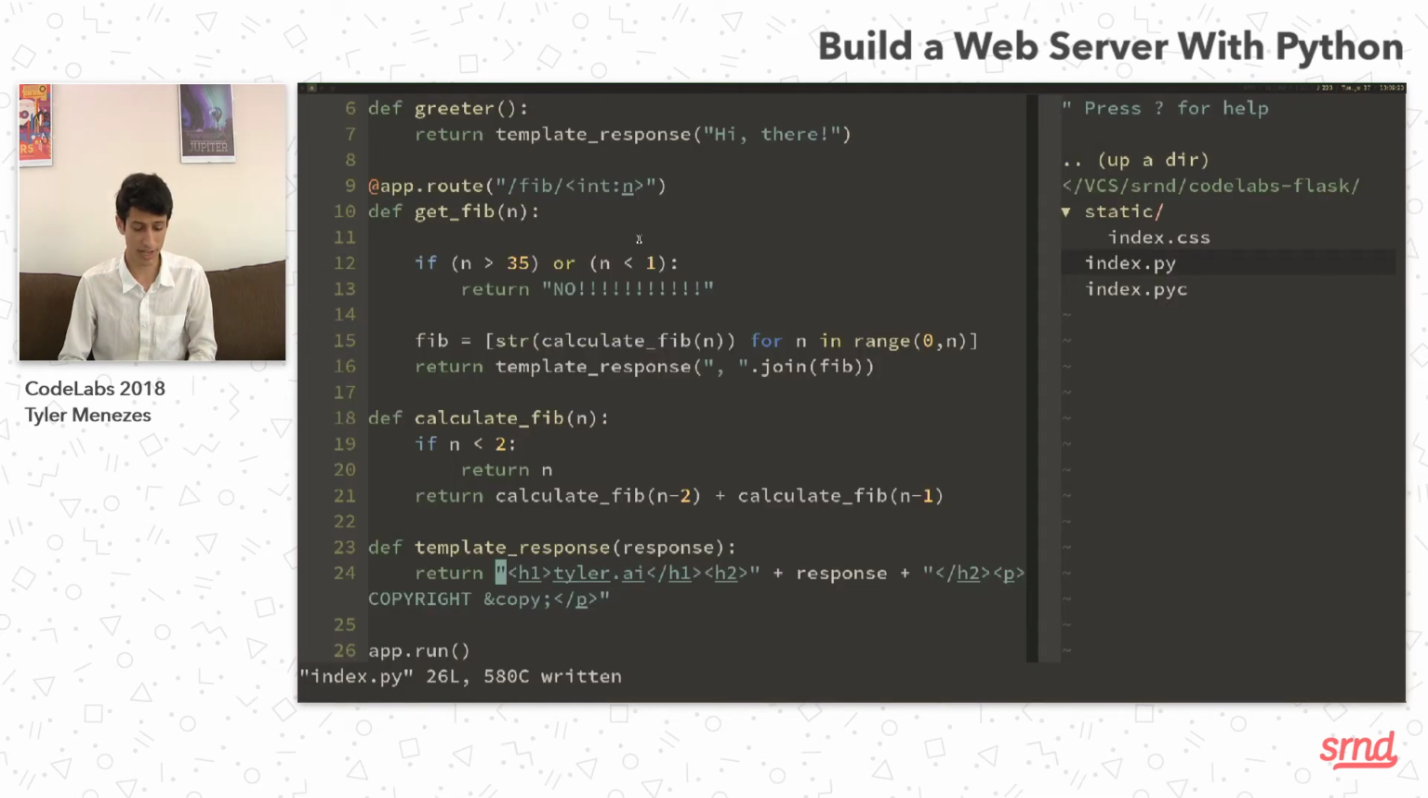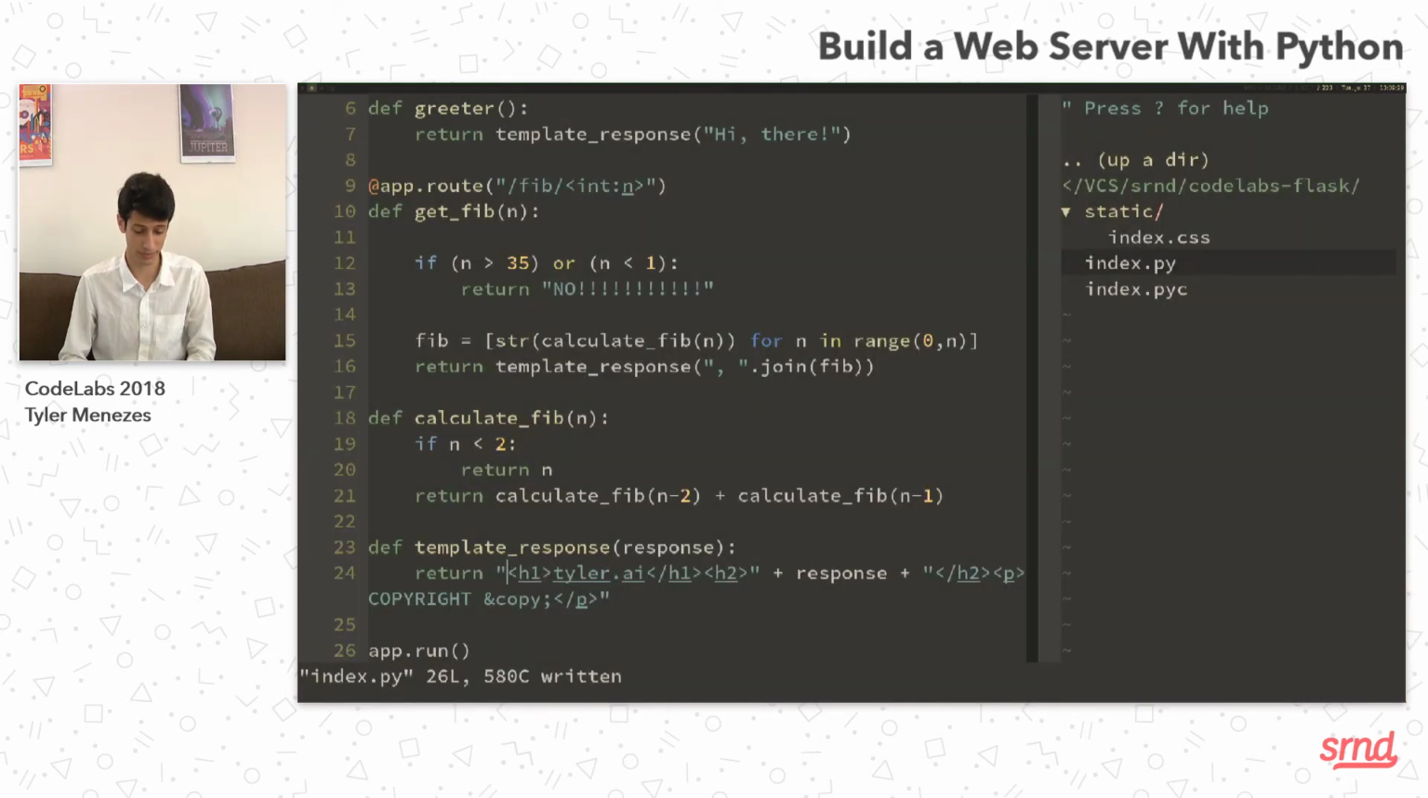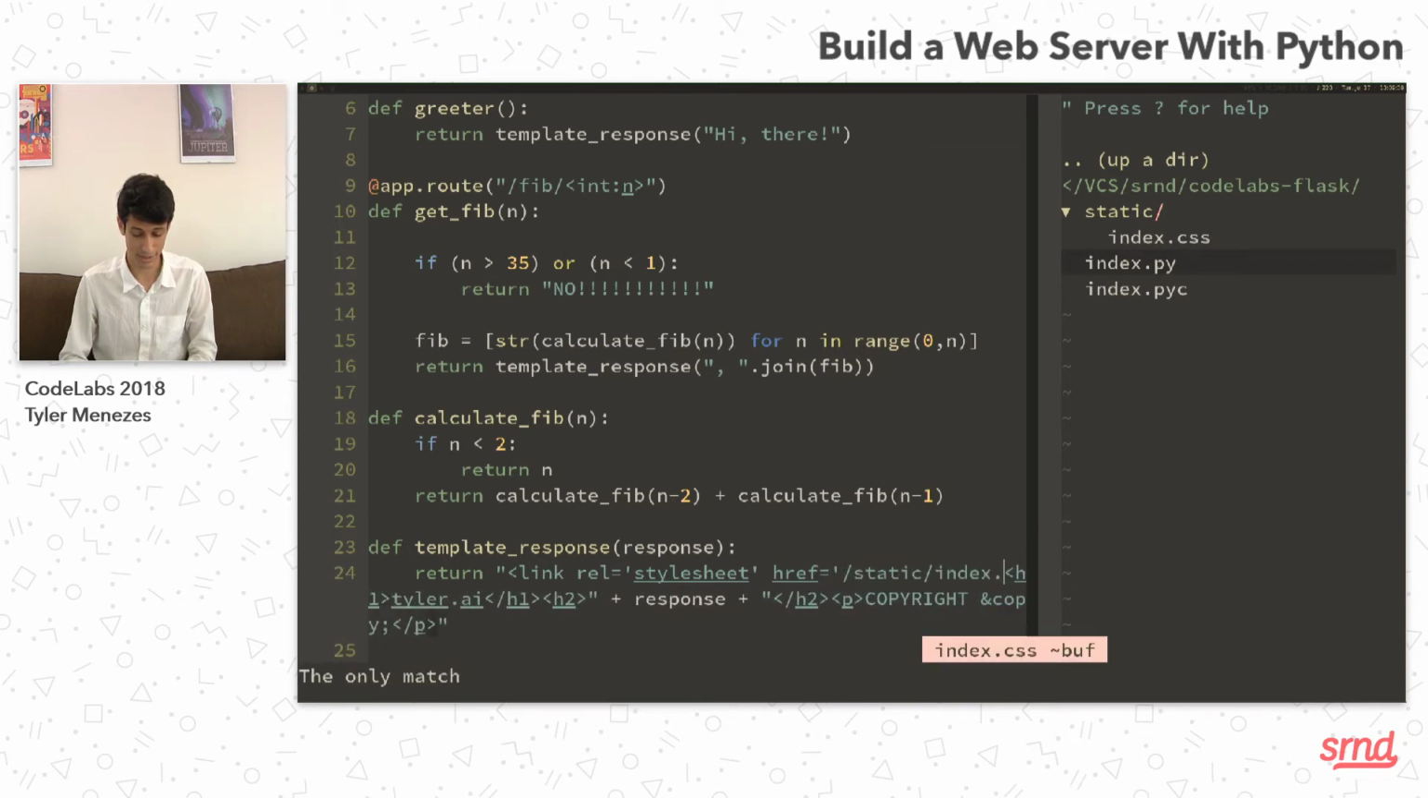So that's how you would do it in Flask, is you would just put it inside of a static folder, and then anything inside that folder you can just reference directly. It's not going to run a function. So link rel equals stylesheet, href equals /static/index.css.